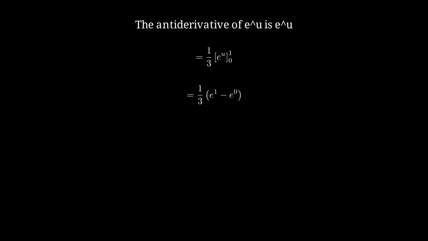Applying the fundamental theorem of calculus, this equals 1/3 times the quantity e to the 1 minus e to the 0. Let's simplify this expression to get our final answer. Since e to the 1 is just e, and e to the 0 equals 1, we get 1/3 times the quantity e minus 1. Distributing the 1/3, our final answer is e minus 1, all over 3.